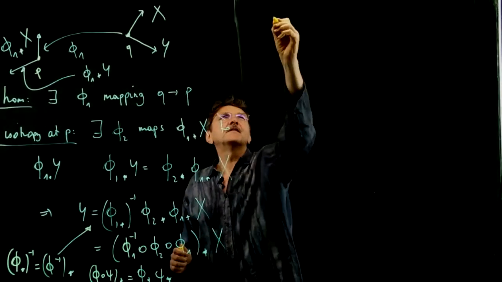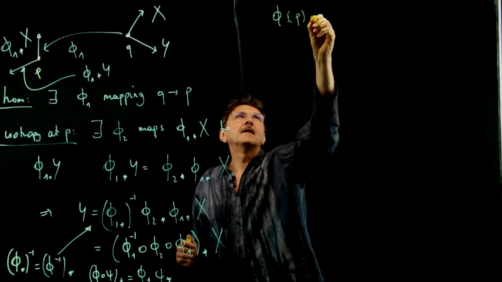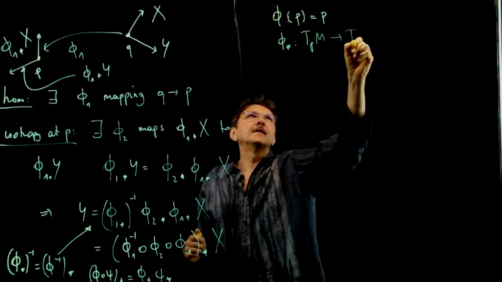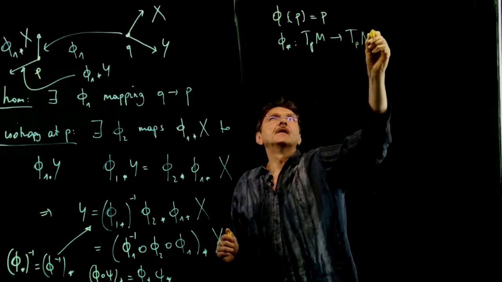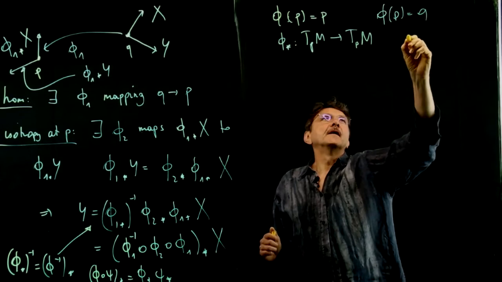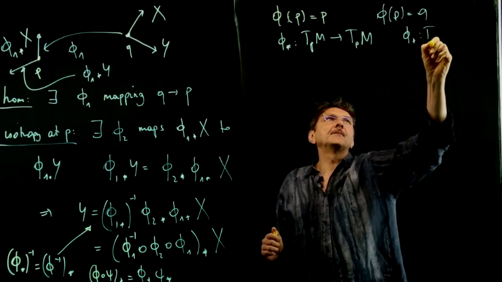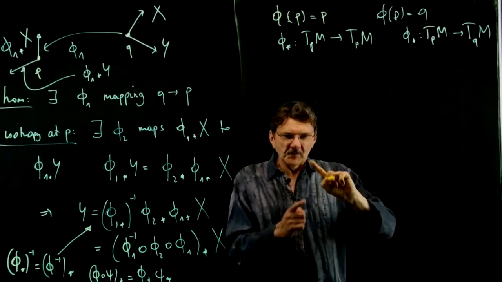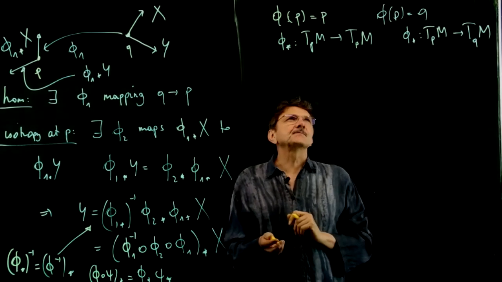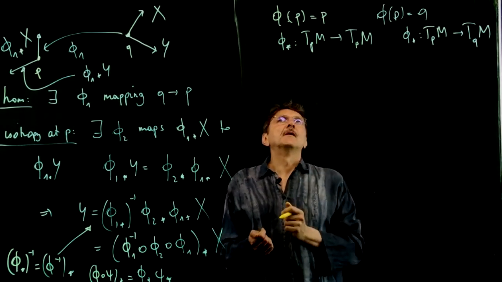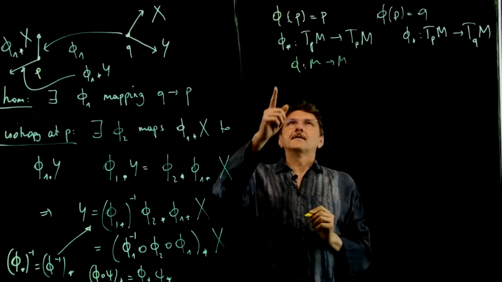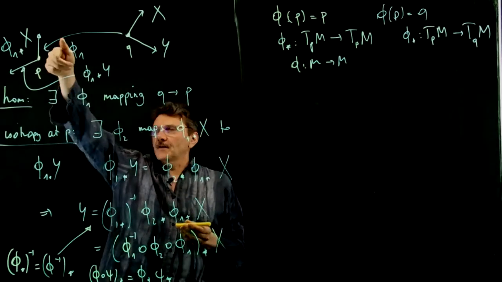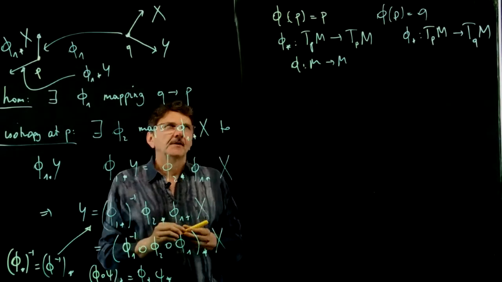Right, so let me write what I said, right? So you have a phi, it goes phi of p is p. Then the tangent map maps the tangent space from p to the tangent space at p. In general, if phi of p is equal q, then phi star will map T_p M to T_q M, right? But to map vectors to vectors, you need the tangent map. Right? So phi goes from M to M, and phi star goes from tangent spaces to tangent spaces. So here we had vectors at this tangent space, so we needed the tangent map to map them into each other.